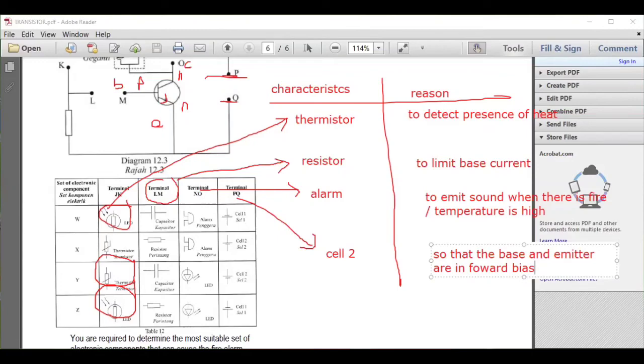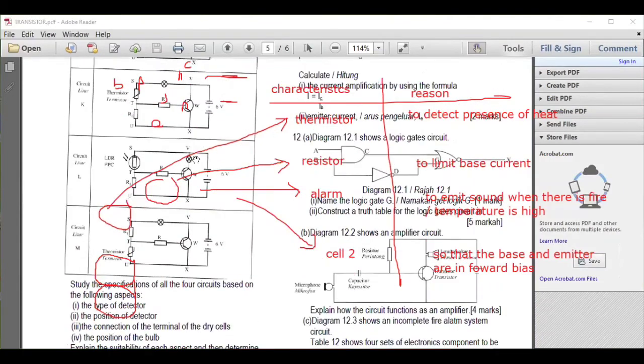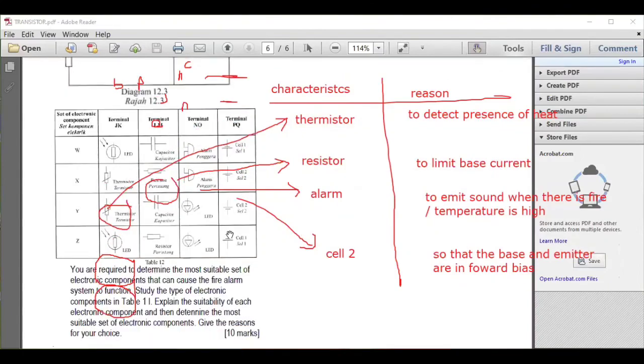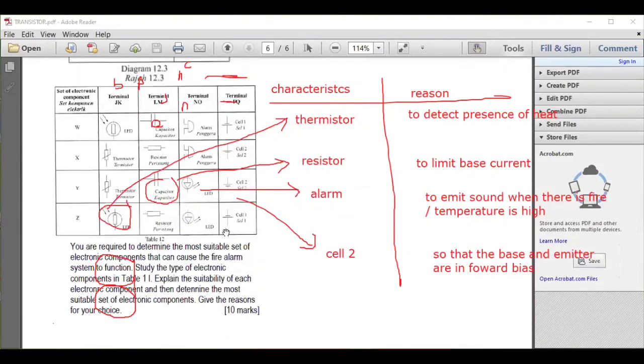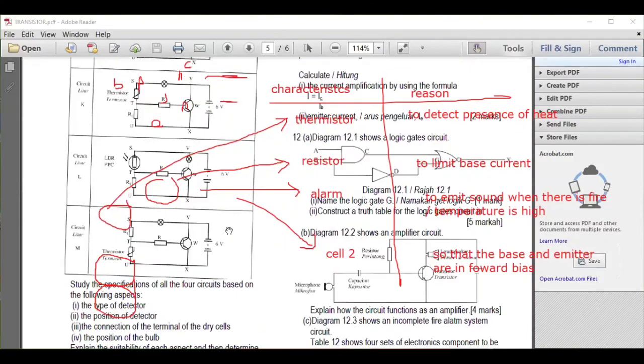So these are examples of questions that came out for SPM. I think this one was 2018. 2019 came out also. This one is section C. What I gave you is section C. Last year was section B. So it's almost similar.